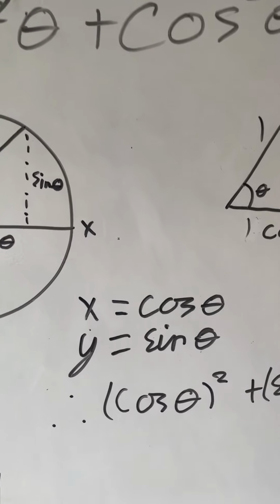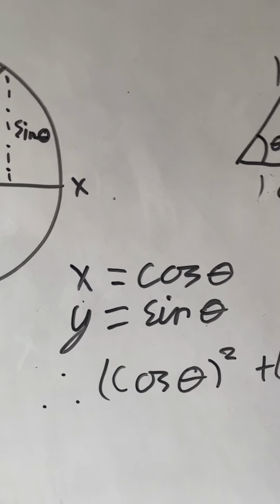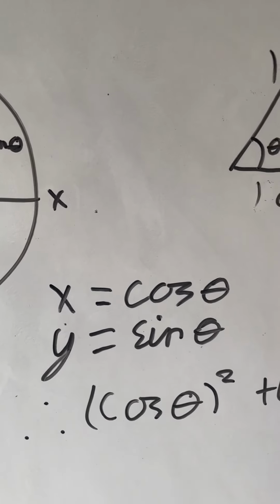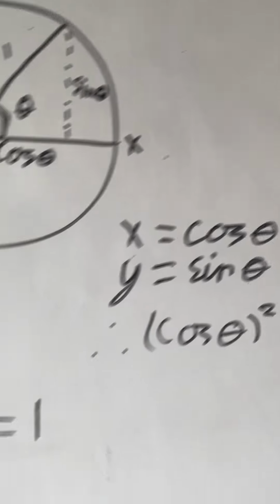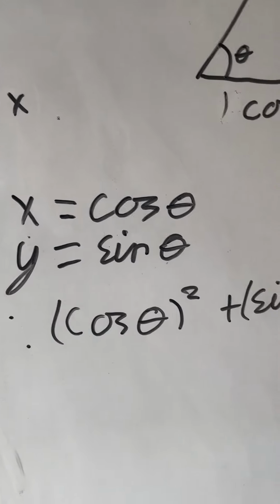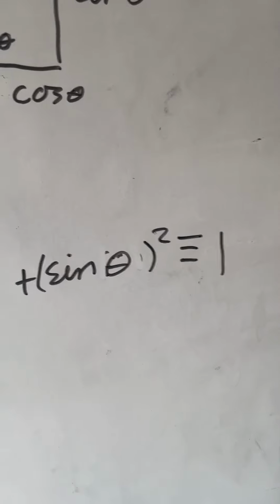This means we can write these two equalities. X is equal to cosine of theta, and y is equal to sine of theta. Plugging this back into our equation of the circle, we get cosine of theta squared plus sine of theta squared is equal to our radius of 1.